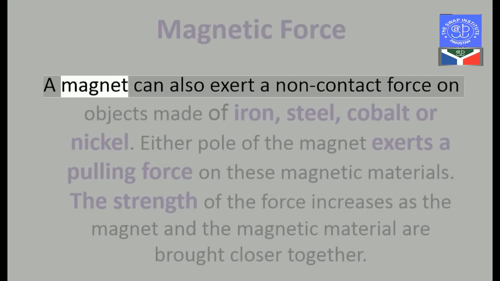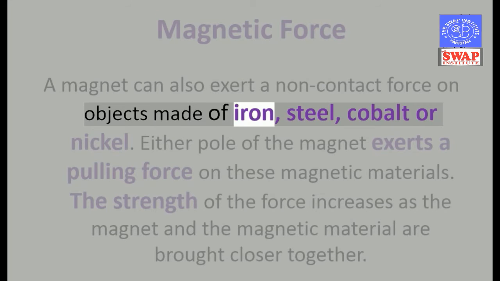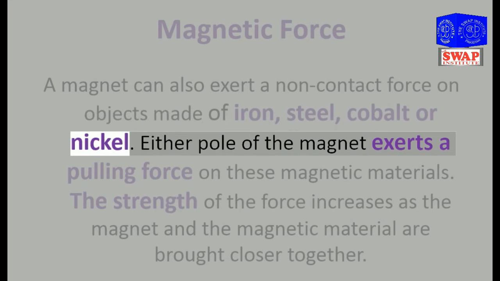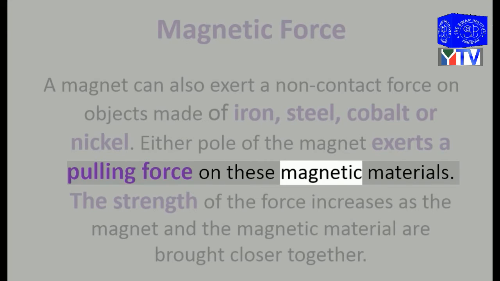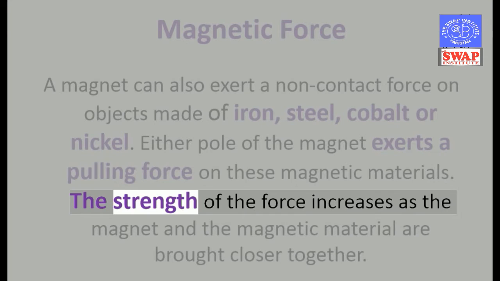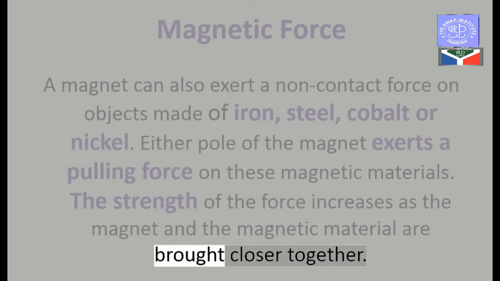Magnetic force. A magnet can also exert a non-contact force on objects made of iron, steel, cobalt, or nickel. Either pole of the magnet exerts a pulling force on these magnetic materials. The strength of the force increases as the magnet and the magnetic material are brought closer together.